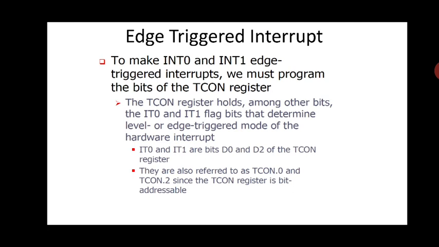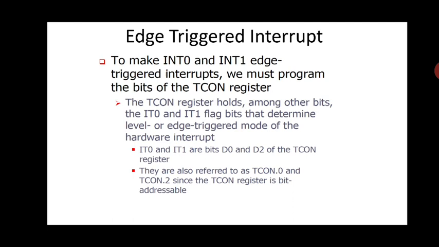Next, edge triggered interrupt. To make INT0 and INT1 edge triggered interrupts, we must program the bits of the TCON register. If you want to use it as an edge trigger, we need to configure it through the TCON register, which holds the INT0 and INT1 flag bits that determine the level or edge trigger mode of the hardware interrupt. As we have shown with the diagram, we can use it as level trigger or edge trigger, and how we operate will be decided through the TCON register.